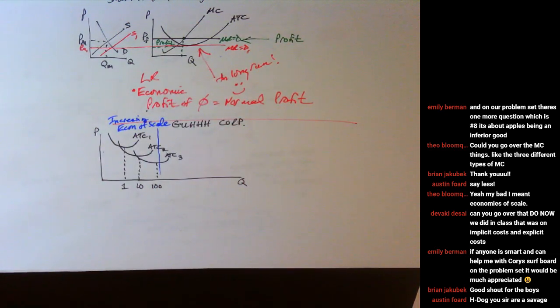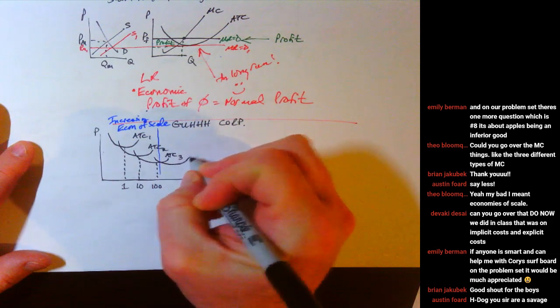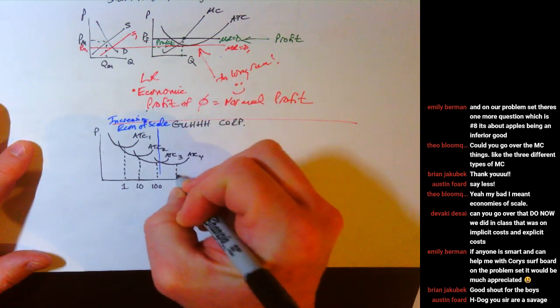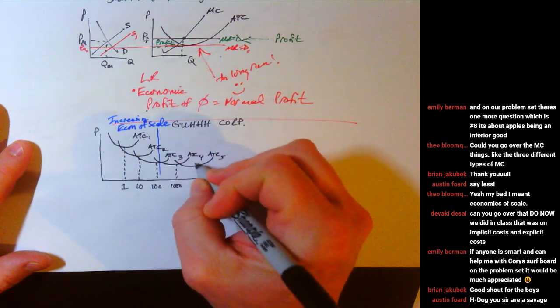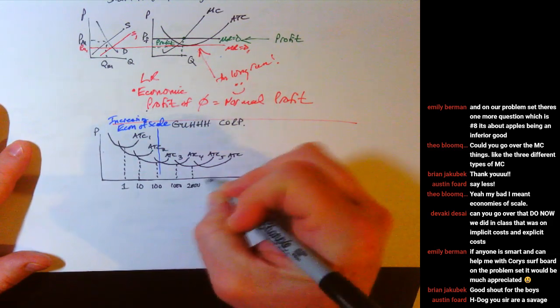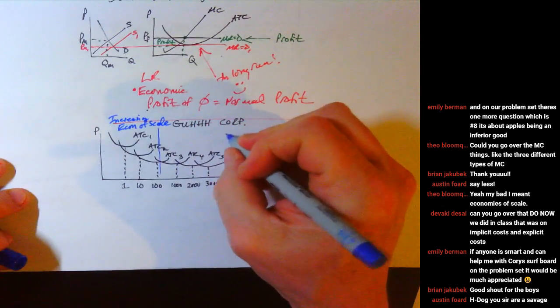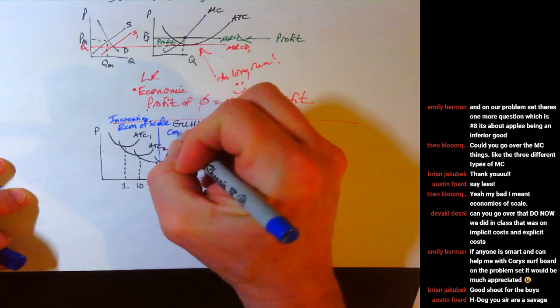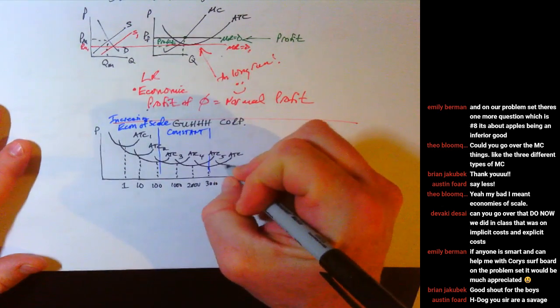Now there comes to a point where there's only so much that we can lower our costs. So if we continue to add firms, more factories actually, it's more ATC. So we want to hit the lowest part of the ATC. This is actually called constant returns to scale.